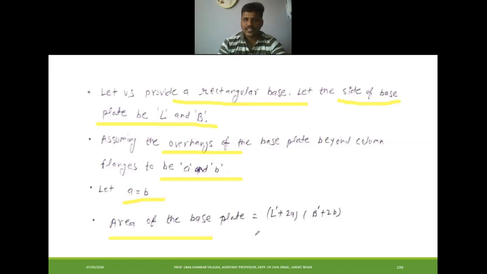Therefore, a is the projection along the longer side, and b is the projection along the shorter side from the column. Therefore the total length of the plate is equal to L' plus 2a, and the total breadth of the plate is equal to B' plus 2b. That is, L' plus 2a, and B' plus 2b.